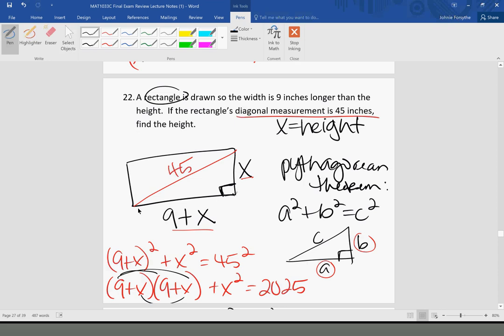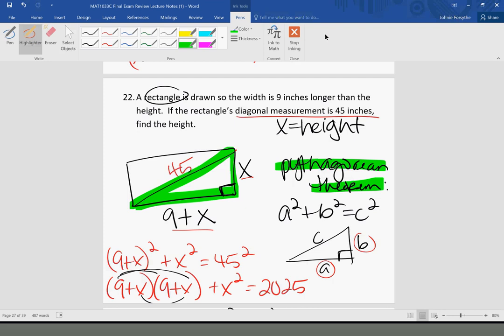And so it gave you these dimensions here, the width and the height, and they said the diagonal measurement is 45 inches. And the diagonal is from one vertex to the other in a rectangle. So you essentially have a right triangle here. And so because you have a right triangle, you can always use Pythagorean theorem to solve for any missing side or any side length in a right triangle. All right? Okay. So I hope that answered your question.